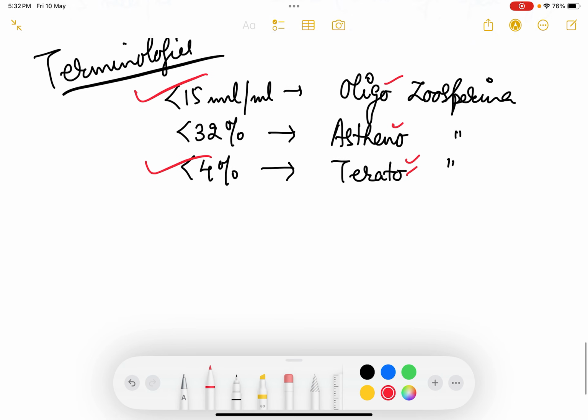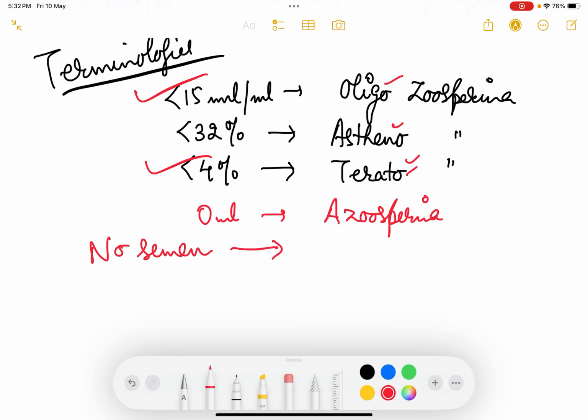Apart from that, if the sperm count is zero, then it is called azoospermia. Azoospermia means the sperm count is zero, but seminal fluid is there. Seminal fluid is coming because the seminal vesicles, the prostate and the bulbourethral glands are giving their secretion. But if there is no semen at all, no semen volume is coming, there is complete obstruction, suppose the obstruction is at the level of outer urethra, then no semen is coming, then it is called aspermia. Difference between azoospermia and aspermia: aspermia means there is no semen, and azoospermia means there is no sperm in the semen.